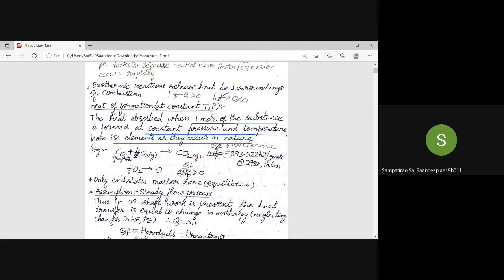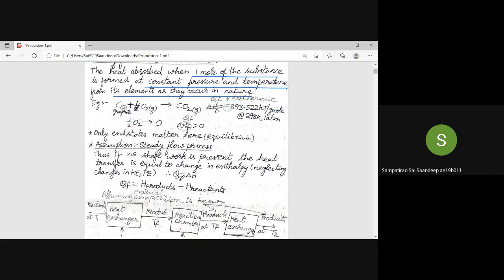So the heat of formation, this QF, is defined for this reaction, or the QF of CO2 is characterized by this reaction, which is minus 393.522. Again, it's negative because it's an exothermic reaction, it's a combustion reaction. Whereas dissociation of oxygen is an endothermic reaction, which is the opposite of exothermic, and hence QF is greater than 0. And again, since we are talking about equilibrium, only end states matter here.